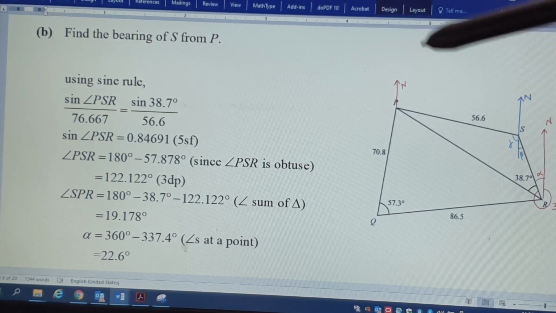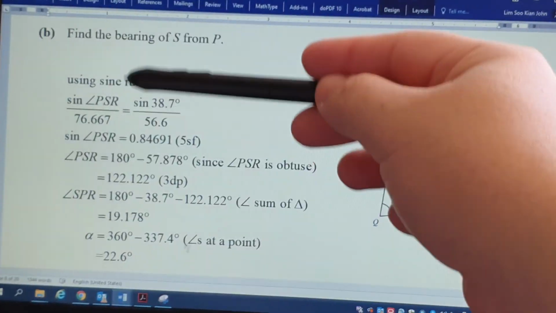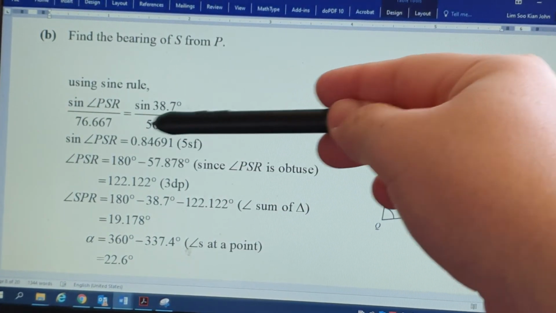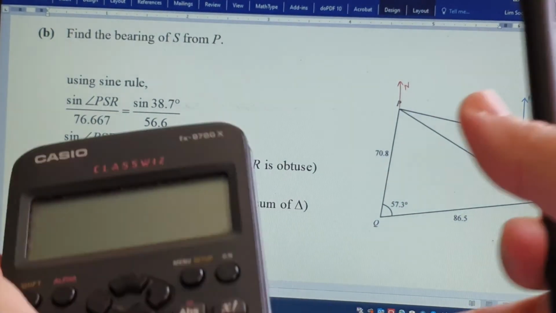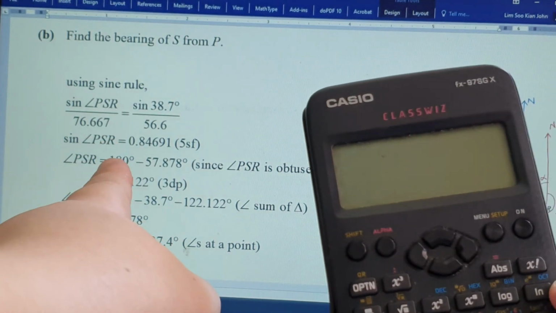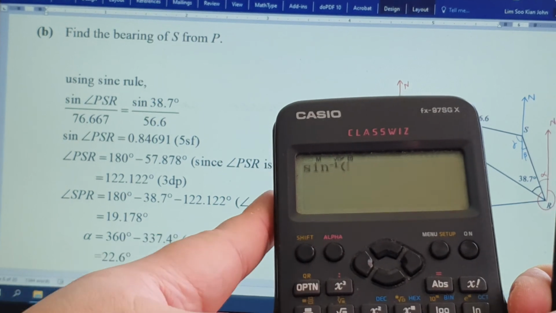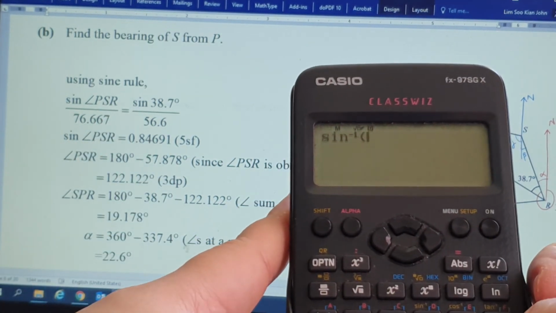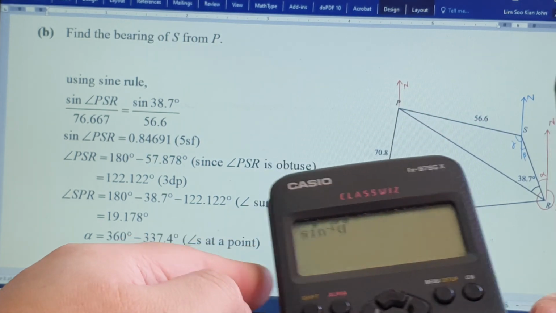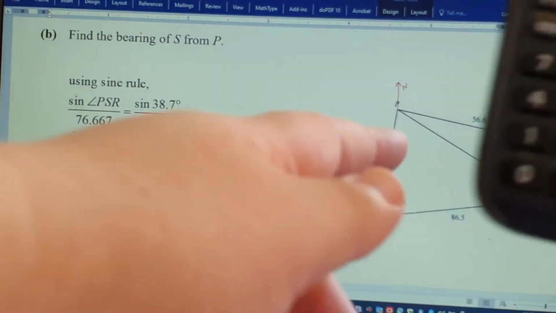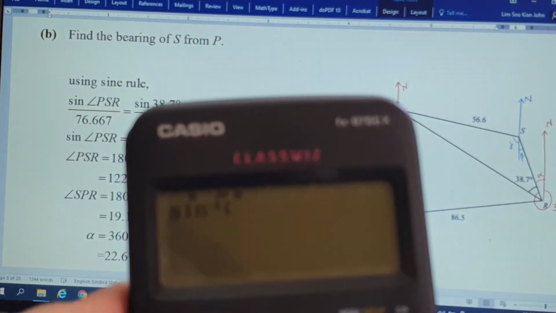Okay, this part here must be very careful because this question, they tell you that PSR is obtuse, right? So when you cross multiply and then you do sine inverse, you will get on your calculator, you see. Actually, we have explained this before, inverse sine, right? By the way, is this radian or degree mode? Very important. So you can see now they are all in degree. So you must change your calculator mode to degree mode. Follow?